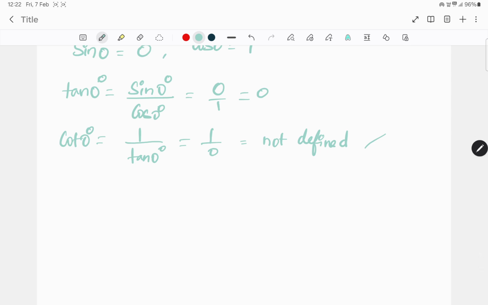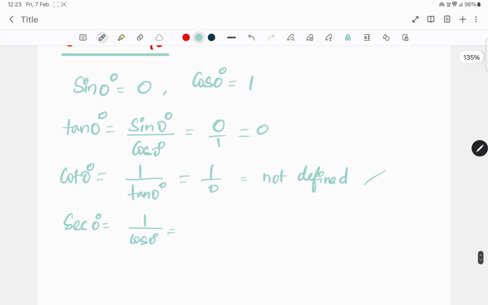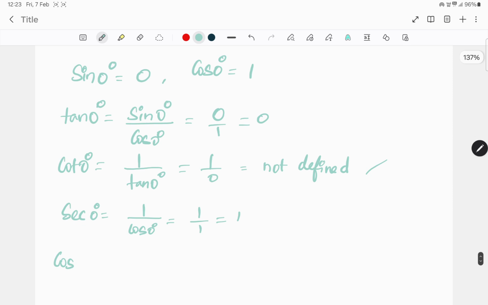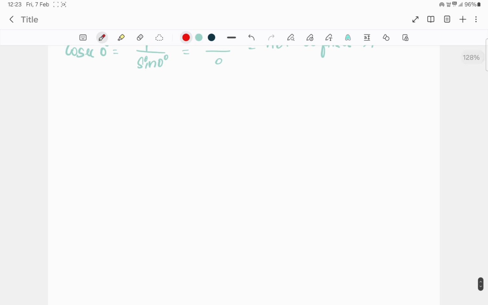Then secant 0 degree is nothing but the inverse of cos 0 degree. We know cos 0 degree is 1, so 1 by 1 is 1. Then the remaining value is cosecant 0 degree, which is 1 by sin 0 degree. Sin 0 degree value is 0, so similarly cosecant 0 degree is also not defined, because it tends to infinity. Now we have found every value for 0 degree. Now we come to 90 degree.